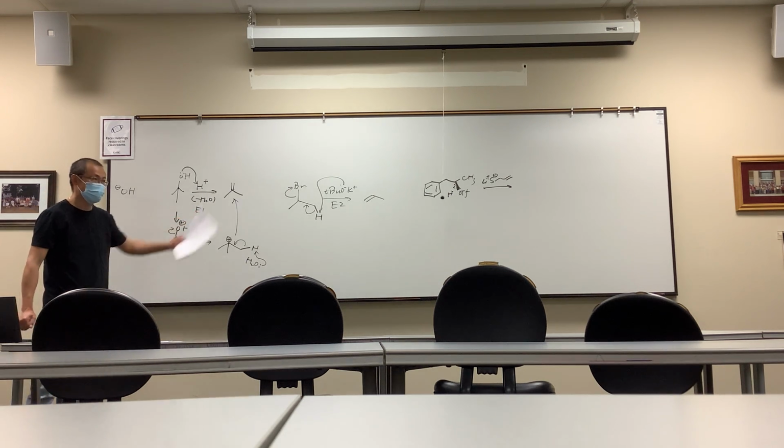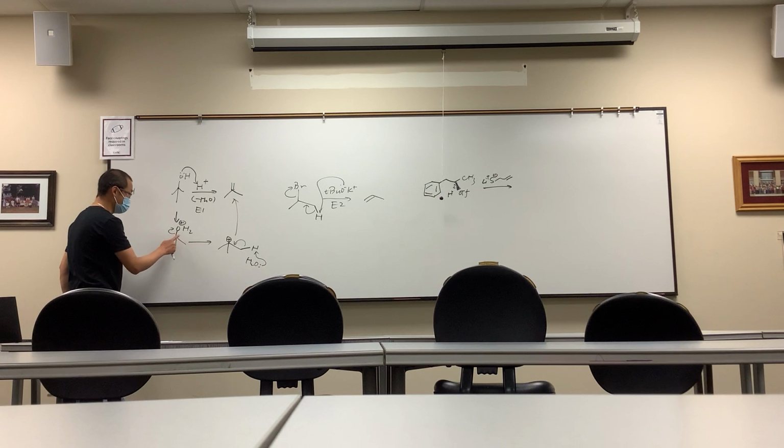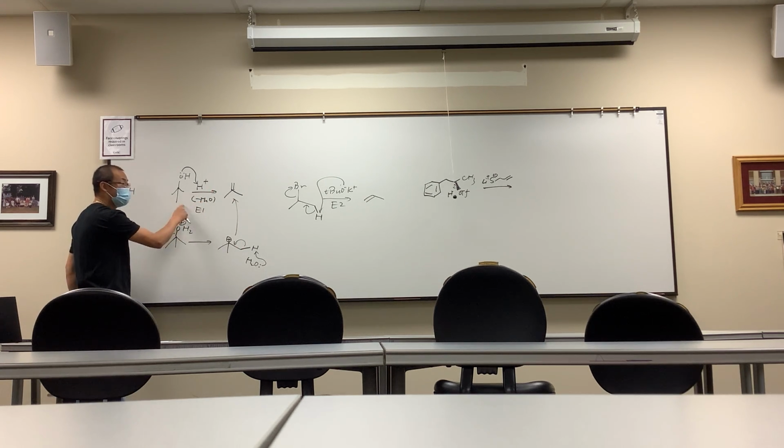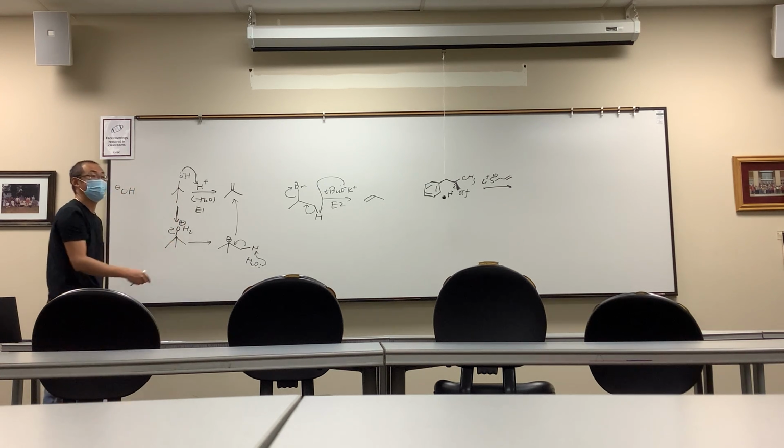E1, E2. E1, see, two-step. First one, carbocation, then what? Remove. And of course, this one has one extra step because what? Because the leaving group is terrible. You have to make the leaving group a good leaving group.